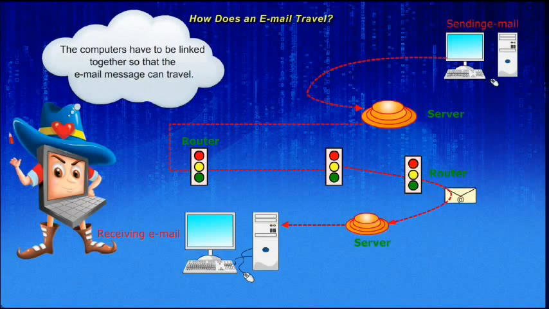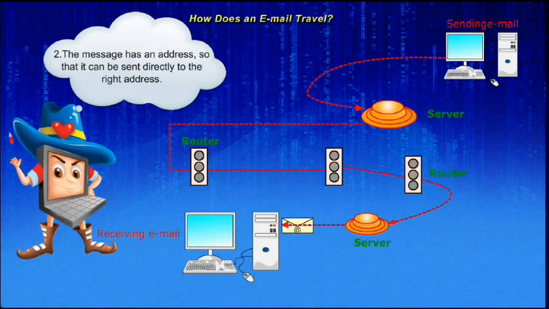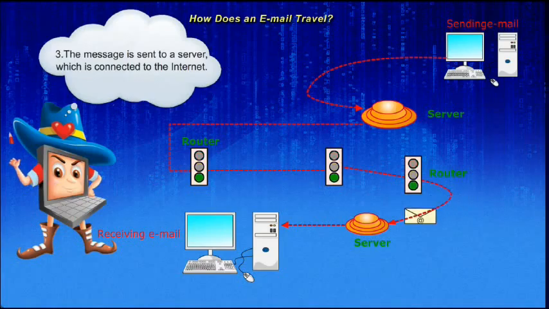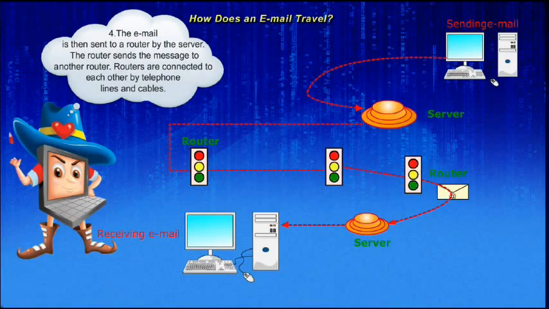How does an email travel? The computers have to be linked together so that the email message can travel. 1. An email message is typed by the sender on his computer. 2. The message has an address so that it can be sent directly to the right address. 3. The message is sent to a server which is connected to the internet. 4. The email is then sent to a router by the server. The router sends the message to another router.